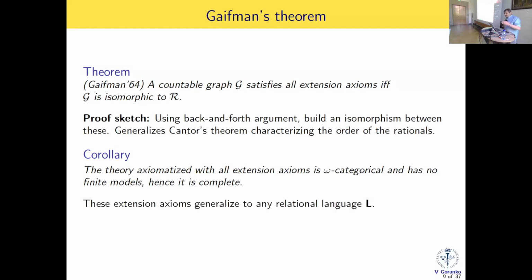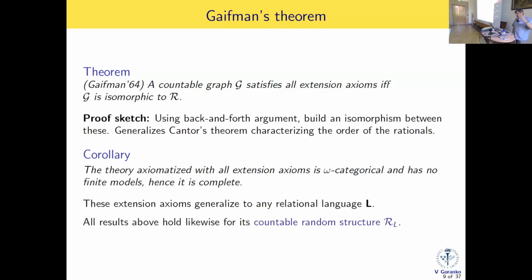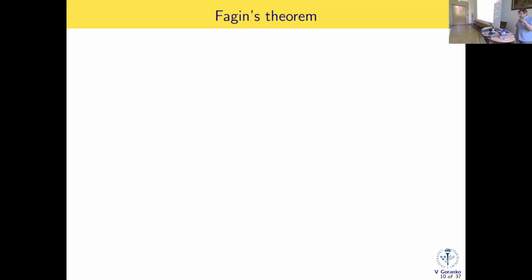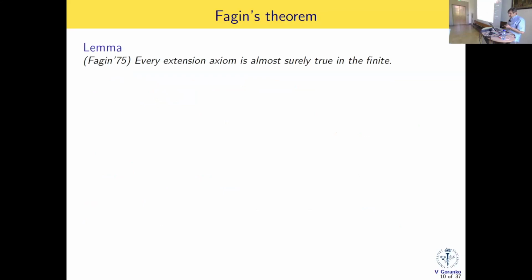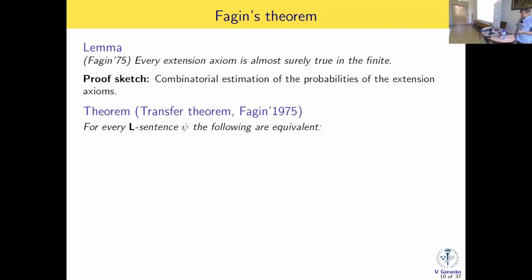And so these extension axioms generalize in a natural way to any relational language signature, so that we can talk about a countable random structure of any such signature. Okay, so in particular, we can do that for graphs and digraphs and frames and so on. And now, Fagin comes into the picture. In 1975, he proves that every extension axiom is almost surely true in the finite. And the proof is a fair combinatorial probabilistic exercise. I'll not go into this.